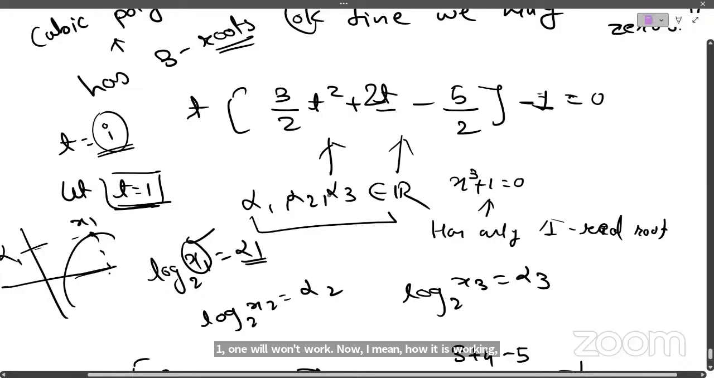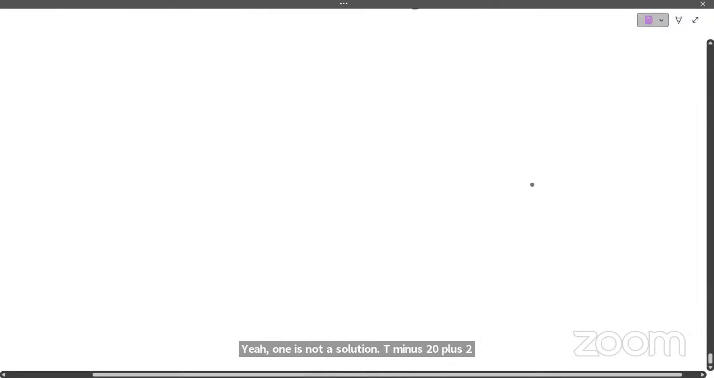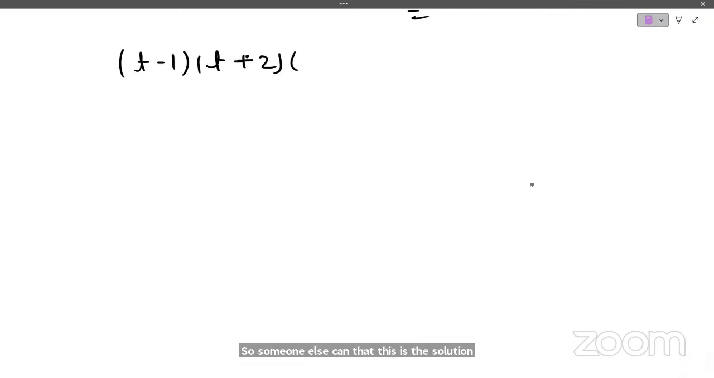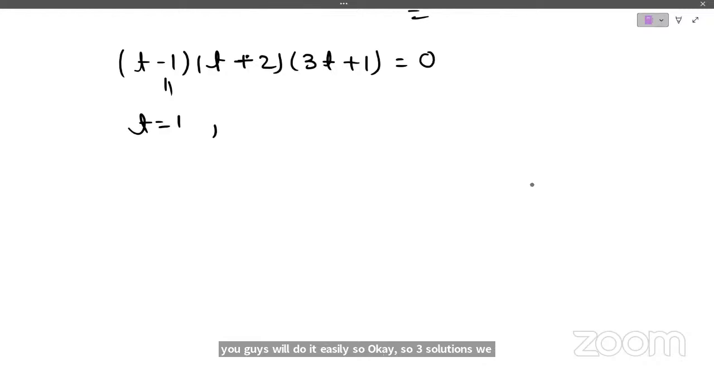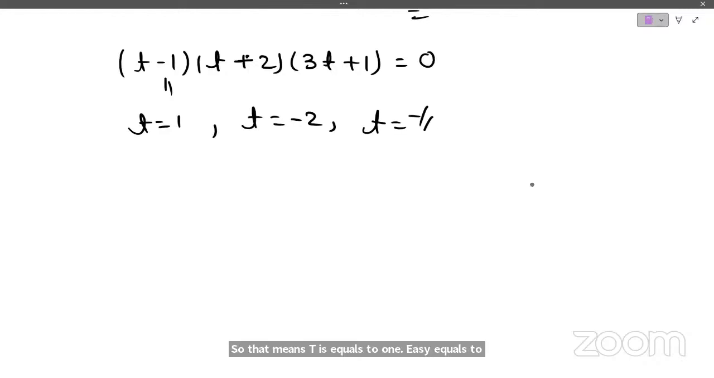Yeah, 1 is not a solution. t minus 1, t plus 2, 3t plus 1, these are the solutions. Good. So someone has calculated that the solutions are t minus 1, t plus 2, and 3t plus 1. Just calculation, you guys will do it easily. So we have 3 solutions. That means t equals 1, t equals minus 2, and t equals minus 1 by 3. Now, these are 3 real numbers.